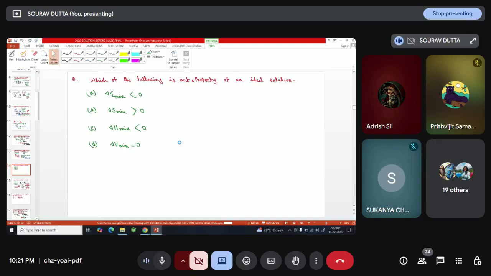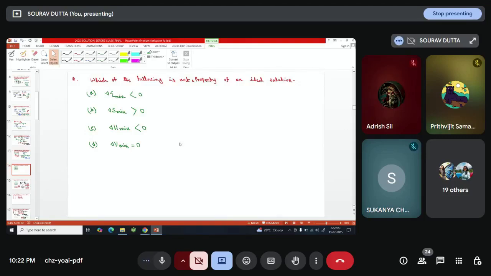So relative lowering of vapor pressure, normal Raoult's law, gone. Now the third portion actually: which of the following is not a property of an ideal solution? A question we will do, but before moving to this question we have to know what is an ideal solution and what are the properties of an ideal solution. If you don't know, you cannot proceed.